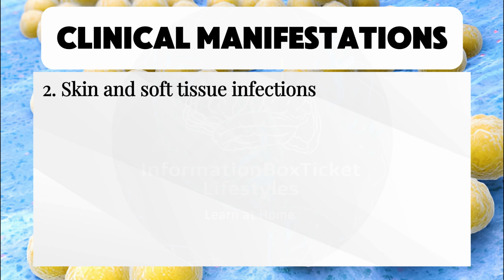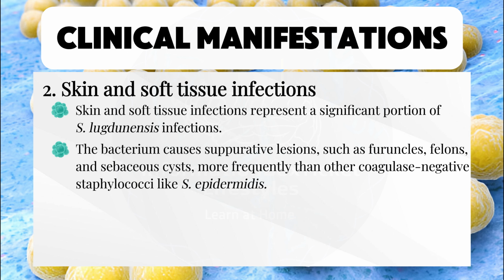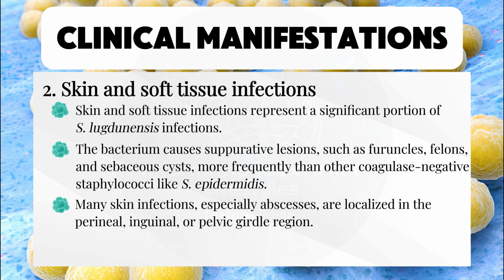2. Skin and soft tissue infections. Skin and soft tissue infections represent a significant portion of Staphylococcus lugdunensis infections. The bacterium causes suppurative lesions, such as furuncles, felons, and sebaceous cysts, more frequently than other coagulase-negative staphylococci, like Staphylococcus epidermidis. Many skin infections, especially abscesses, are localized in the perineal, inguinal, or pelvic girdle region.